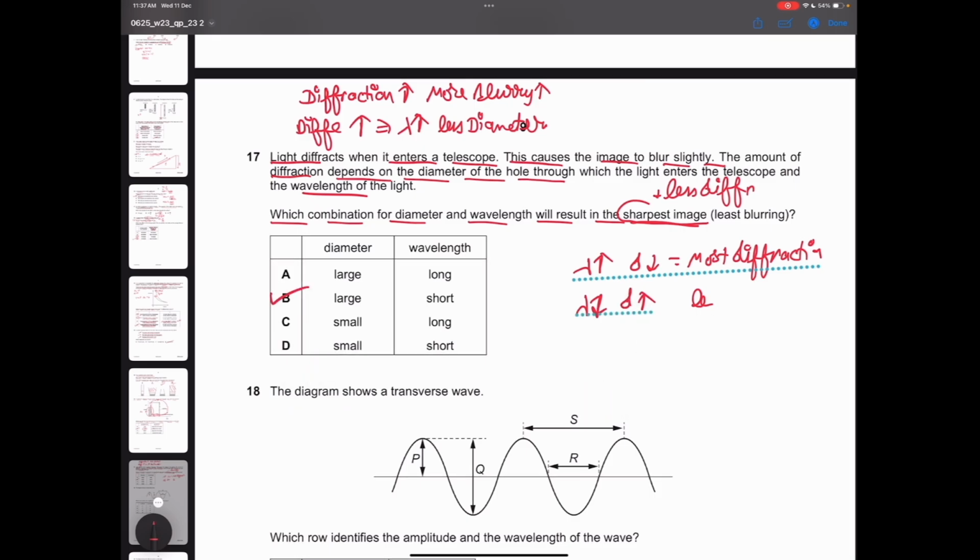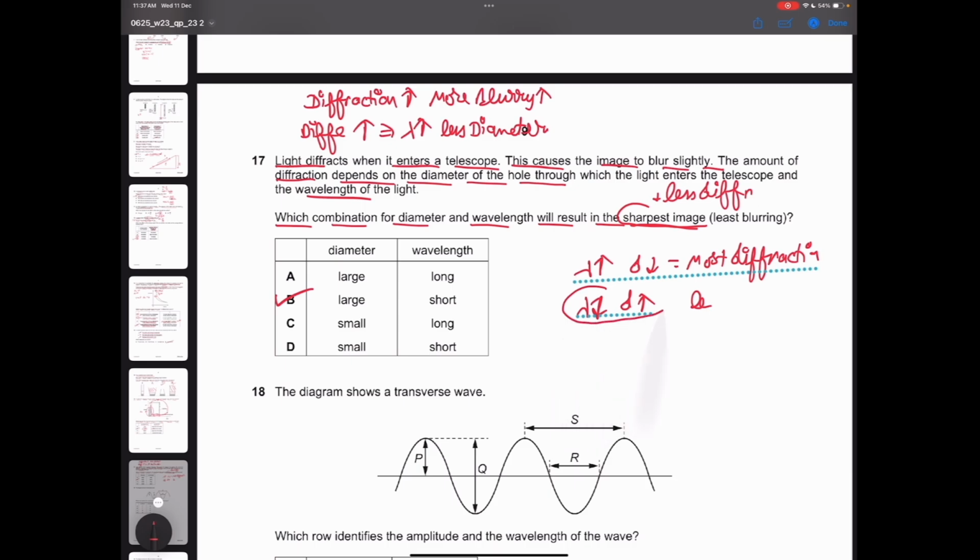I'm repeating again. This question is opposite of diffraction. From diffraction, you get a blurry image, widespread blurry image. But if you want a sharp image, less blurred, that will be done using least diffraction. And least diffraction happens when wavelength is very small and diameter is very high. So that is why option B is correct.